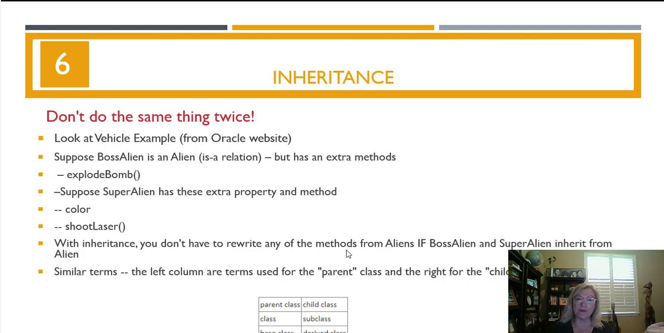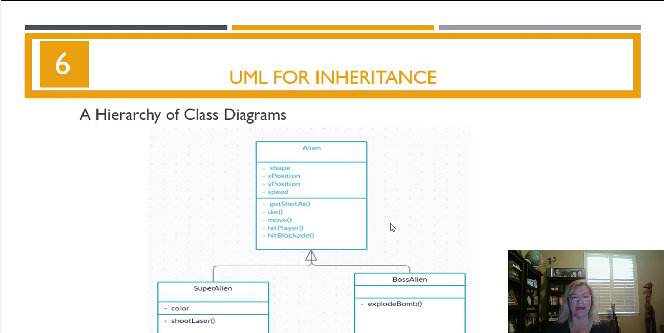Suppose you have a super alien class. It has the extra property of color and the extra method of shoot laser. That will become then a child of the alien class. So with inheritance, you don't have to rewrite any of the classes in alien in order for boss alien and super alien to use it. So let's take a look at the UML for inheritance.